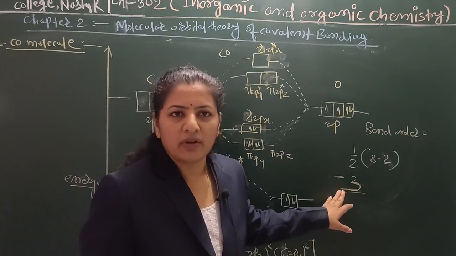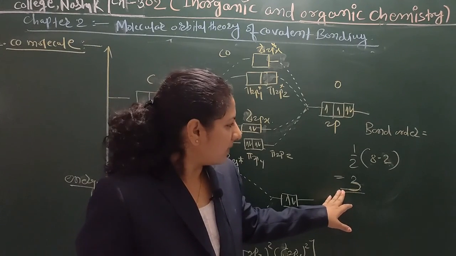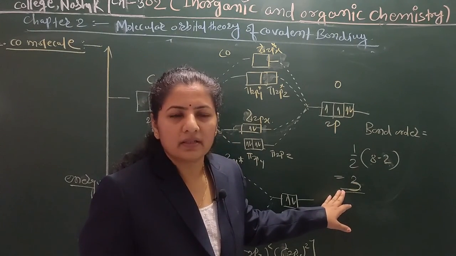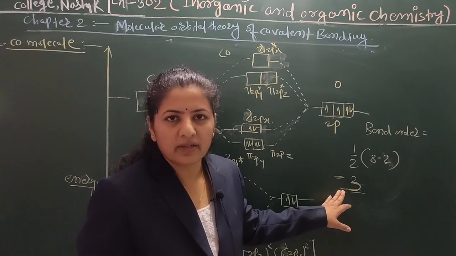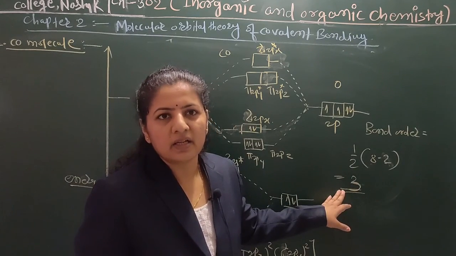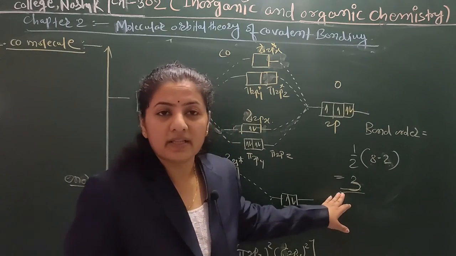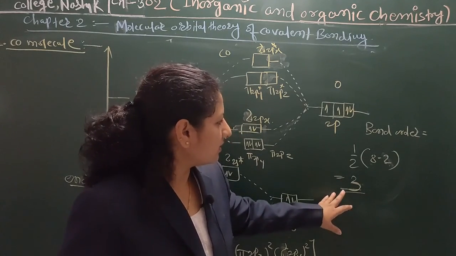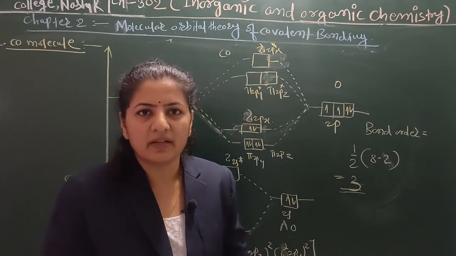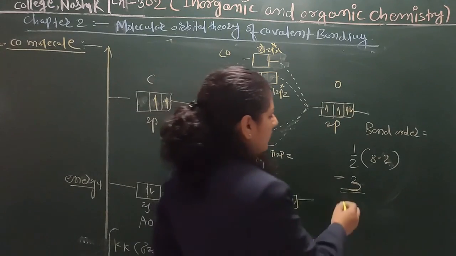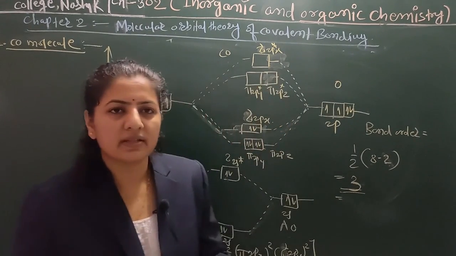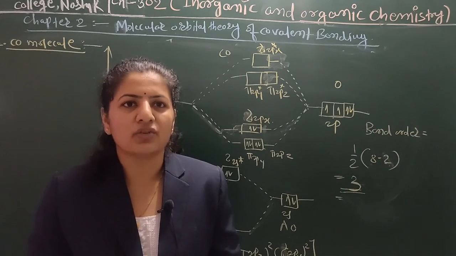It means that there are 3 bonds in the CO molecule, which is a stable one, and the bond length is considerably decreased. A decrease in bond length increases the bond strength, which means it increases the bond energy. So this CO molecule is a stable one having bond order 3. Now we will discuss the next molecule, that is the HF molecule.